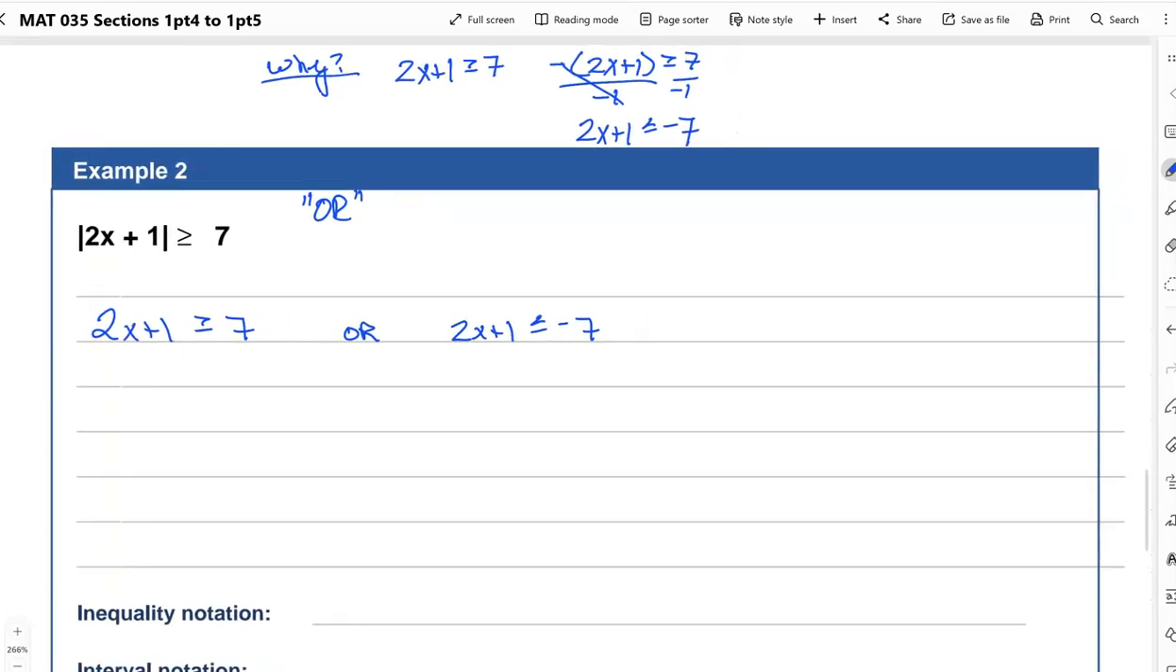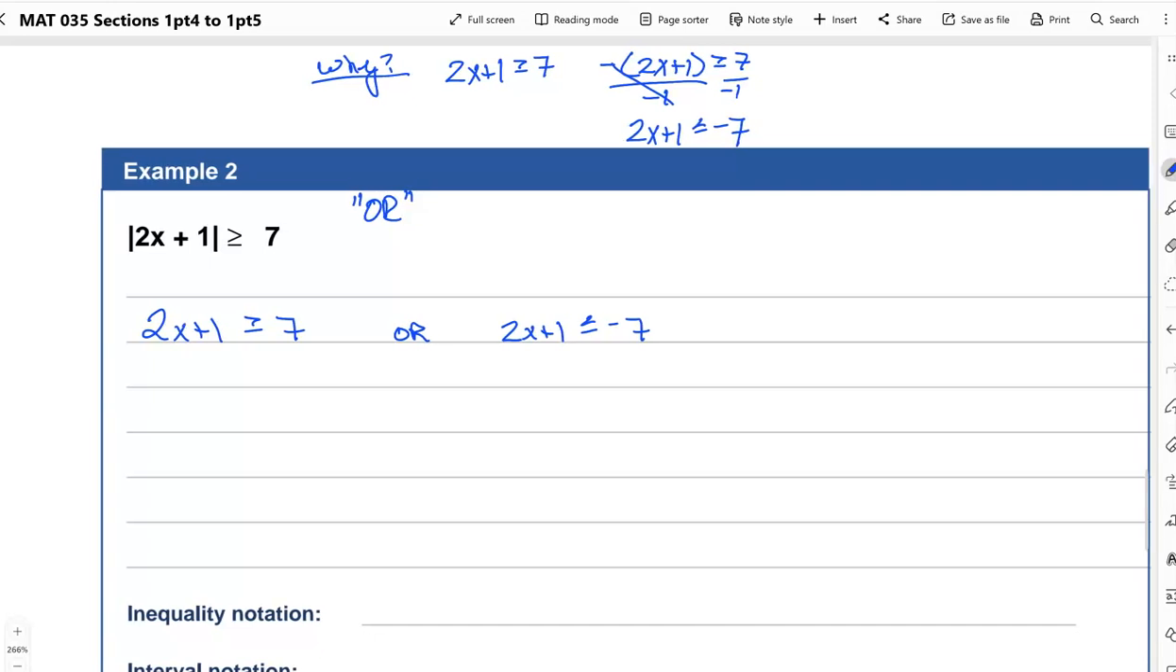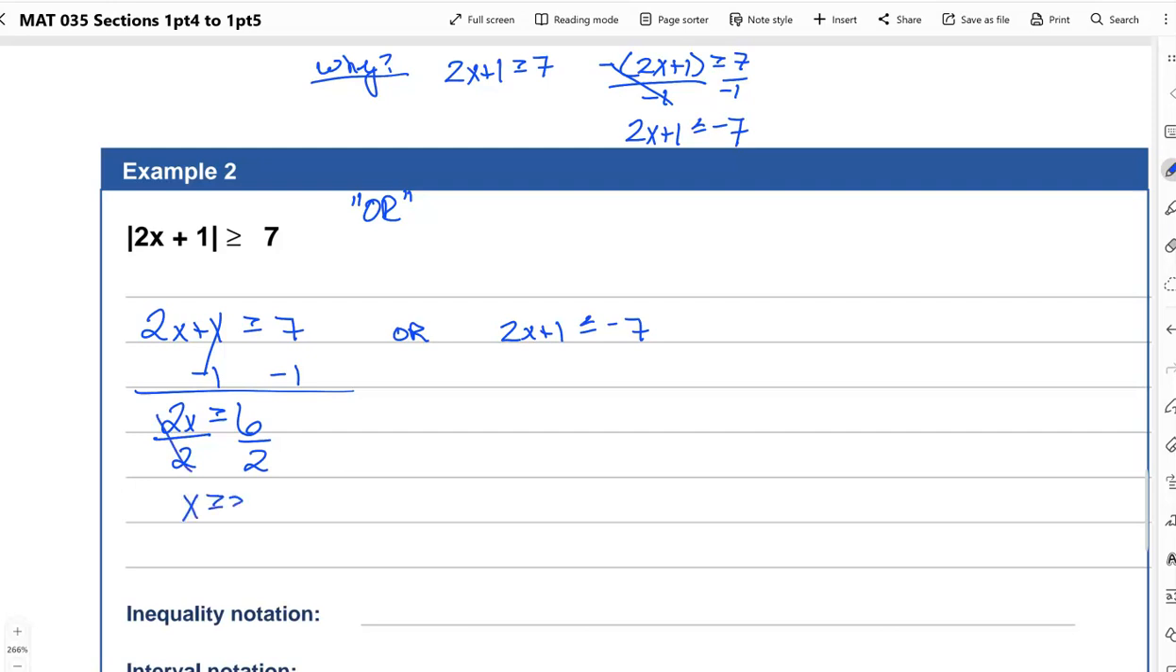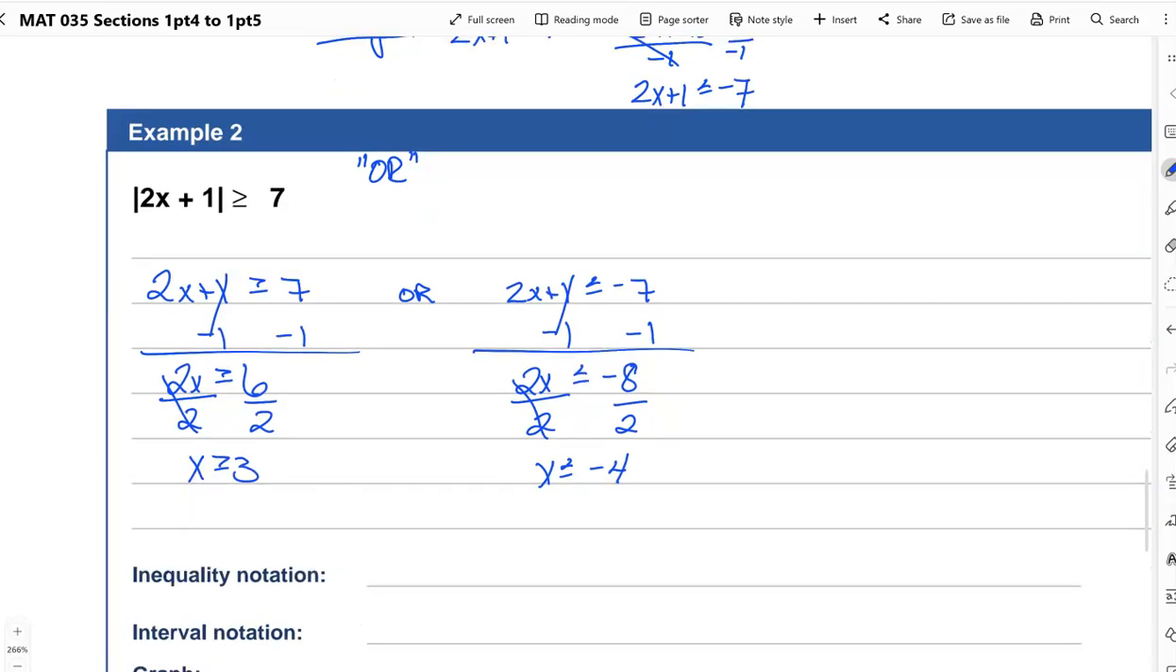All right, so here's my setup. I'm going to solve both of them. I'm going to subtract 1 from both sides. So I'm going to get 2x is greater than or equal to 6, divided by 2. So that means x is greater than or equal to 3. On the other one, I'm going to subtract 1. So I get 2x is less than or equal to negative 8, divided by 2. And x is less than or equal to negative 4.